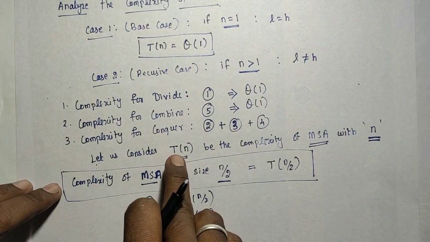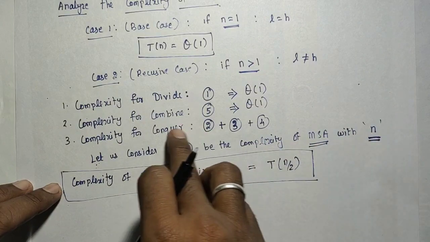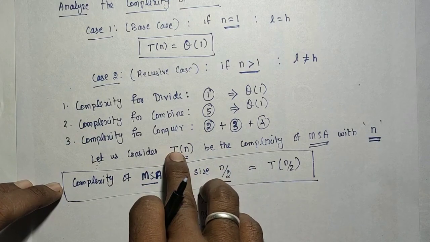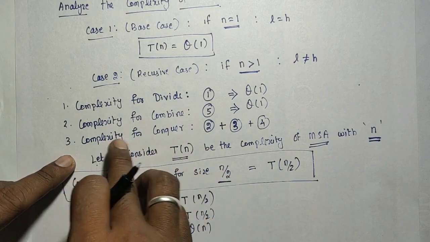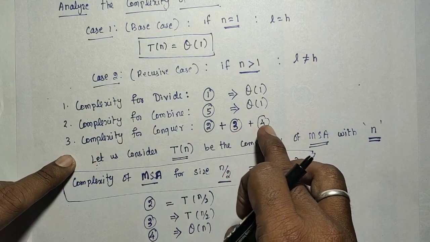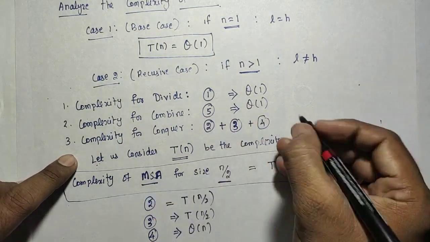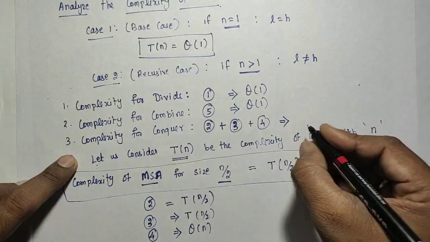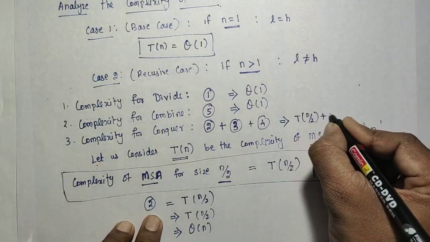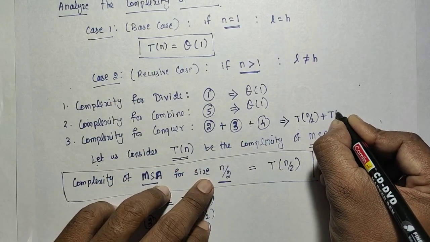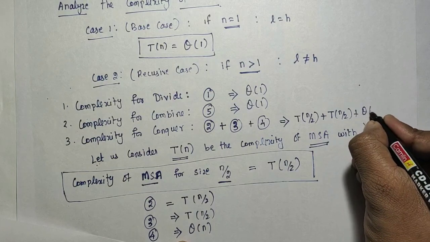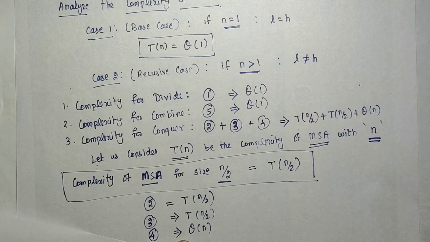Now the complexity of merge sort with the size n, T of n, is our target, so that is what we are going to find. The complexity is step 2 plus 3 plus 4. Step 2 is T of n by 2, step 3 is T of n by 2, plus the fourth step is theta of n. Like that we can write it.